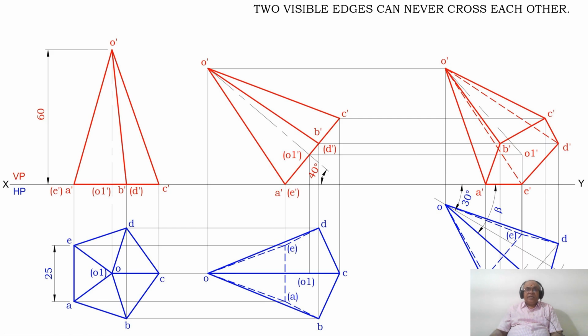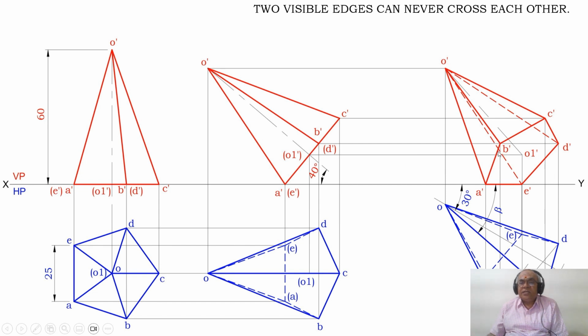Then the next condition is two visible edges can never cross each other. So what does it mean? We have the entire thing completed, but the only left out portion is O dash, A dash and O dash, D dash. As we see, when you are trying to join O dash, A dash, this line is crossing the visible edge. Therefore, two visible edges can never cross each other.